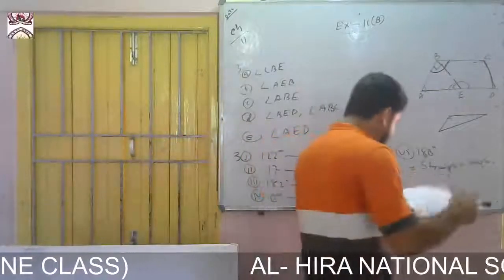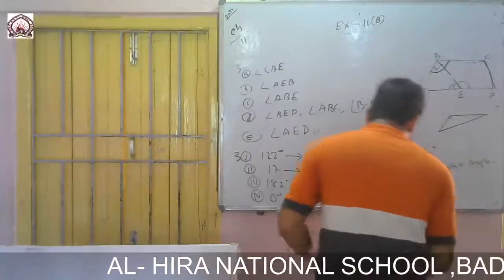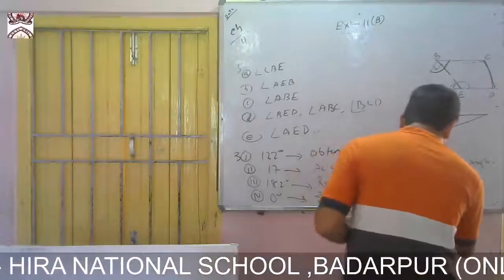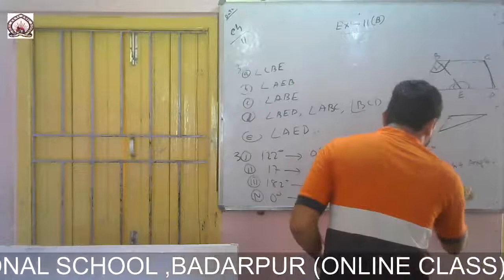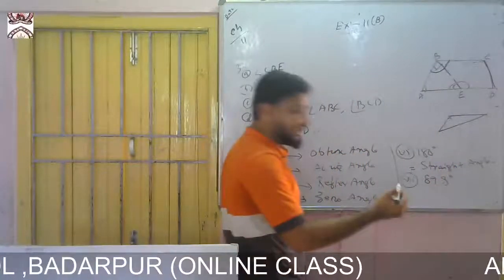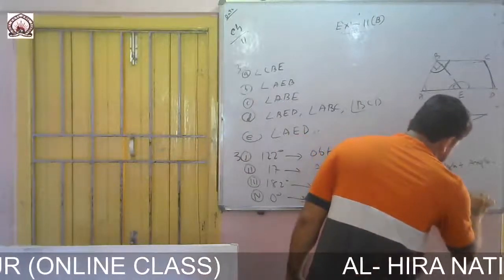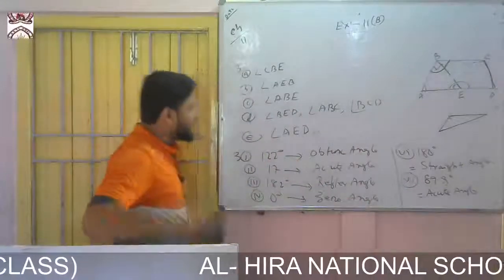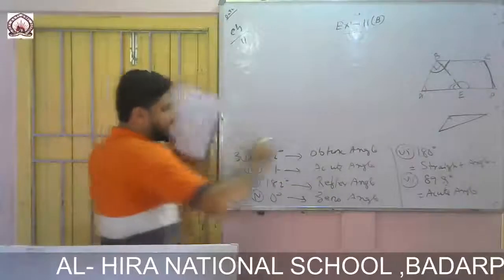Now come to question number 7: 89.9 degrees. It is less than 90 degrees, so it is an acute angle.